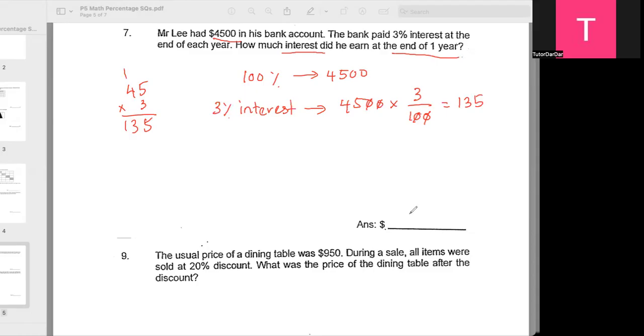So interest is 135. If the question asks how much total he has in his bank account after 1 year, what you have to do is this amount plus the interest. If they ask the total amount that he has in his bank account after the end of 1 year, okay? But in this case, they only ask for interest, so we only write the interest.